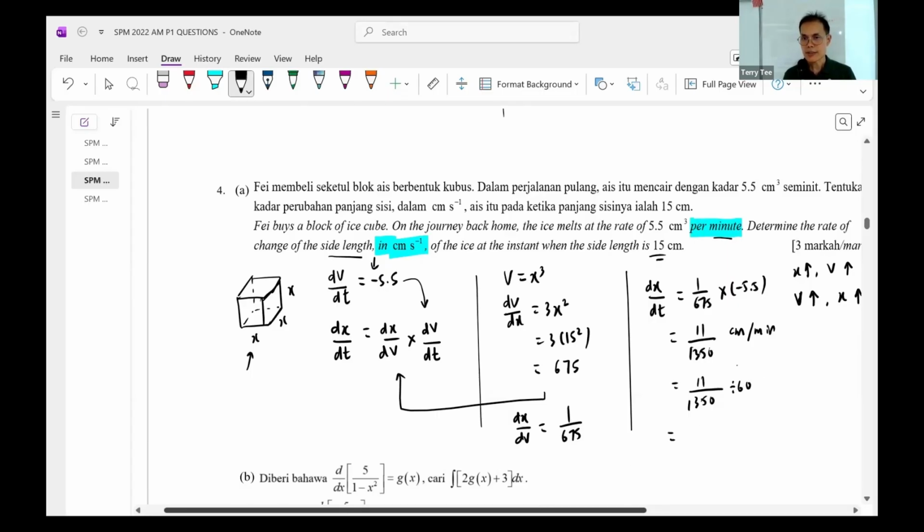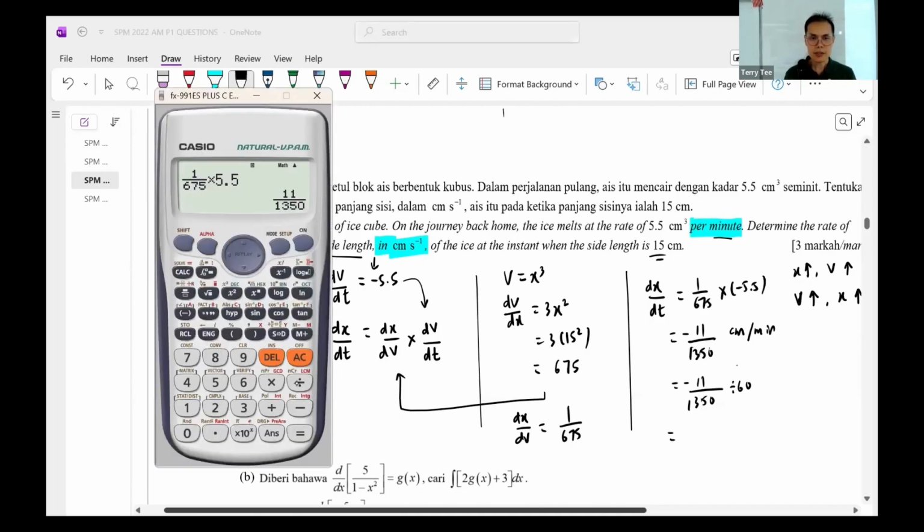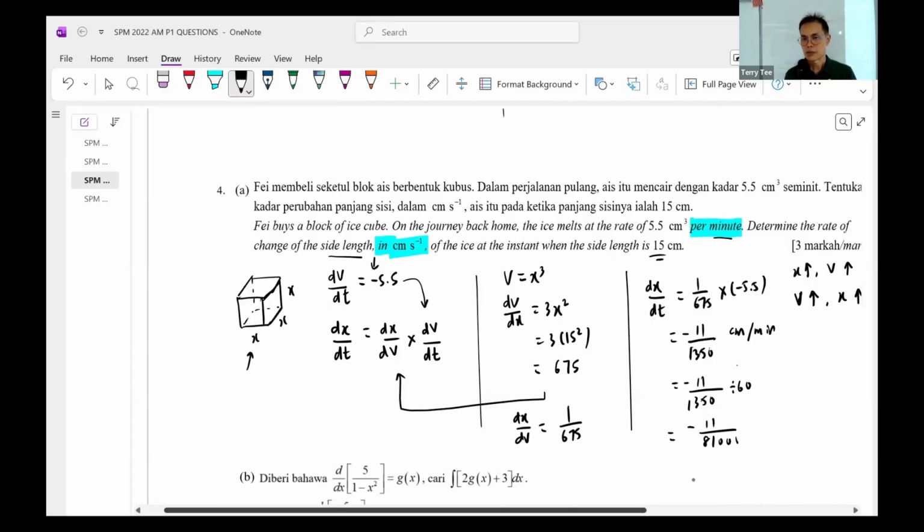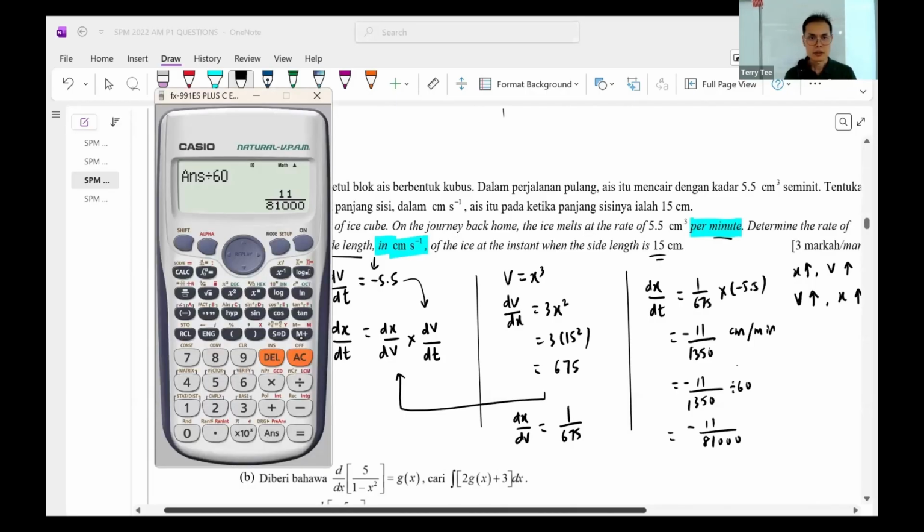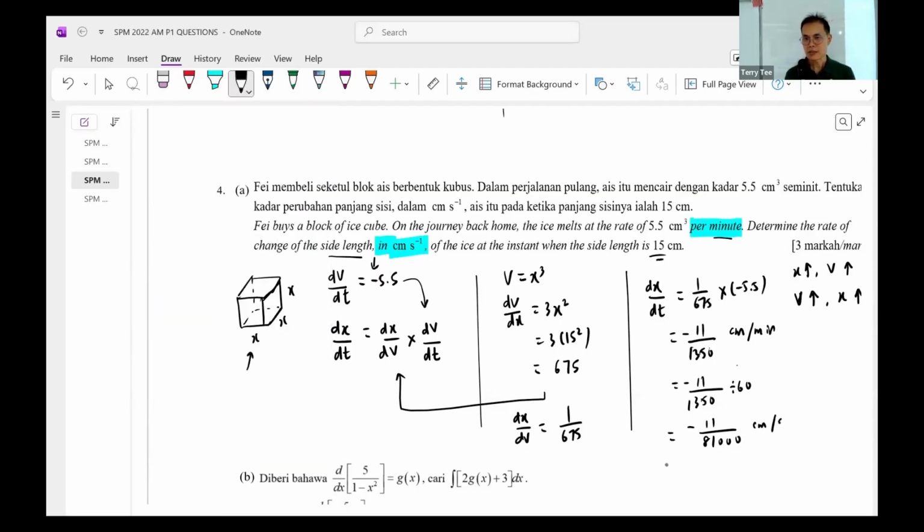So calculator, there's a negative here, sorry, add in a negative here. So we take this number, divide by 60, the number is very, very small, 11/81000. Did I make a mistake here? It looks really, really small. Can we change it to standard form? Right, this is really small, cm per second.